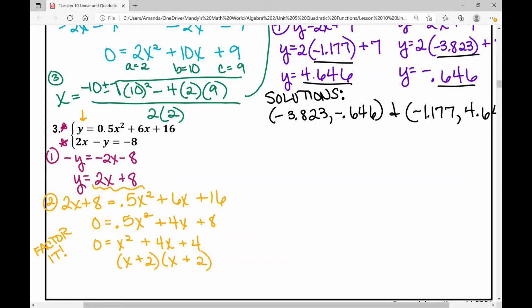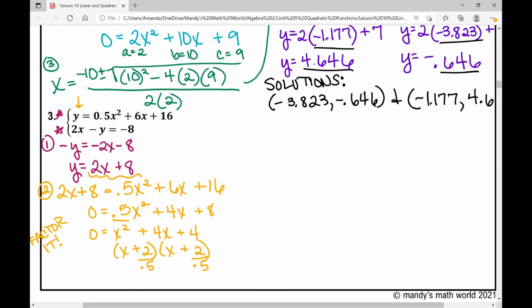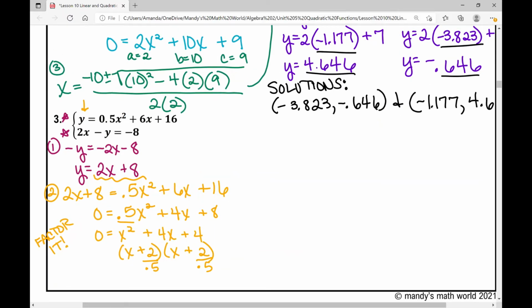And then at this point, this is what a lot of students forget, this 0.5 that I multiplied into the last term, I need to divide out of the last term. And when you do that, 2 divided by 0.5, or 1/2, simplifies to 4. x plus 4 times x plus 4 is just x plus 4 squared. So I factored it. So I've got x plus 4 squared.